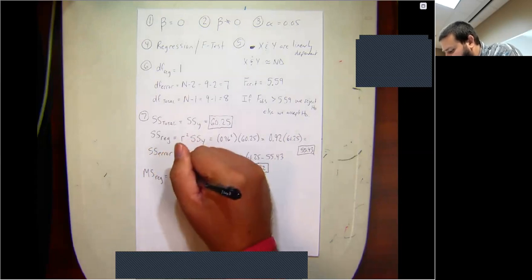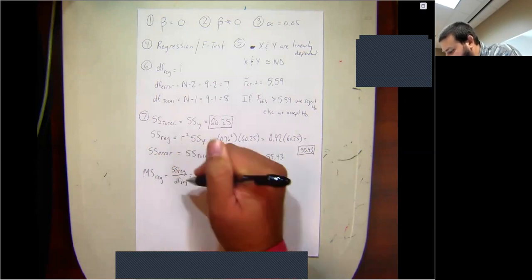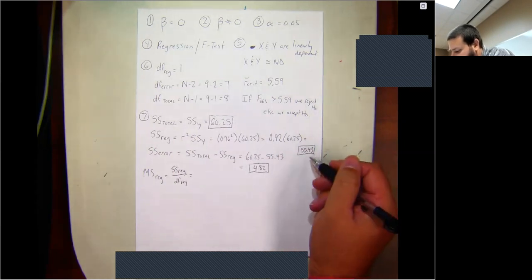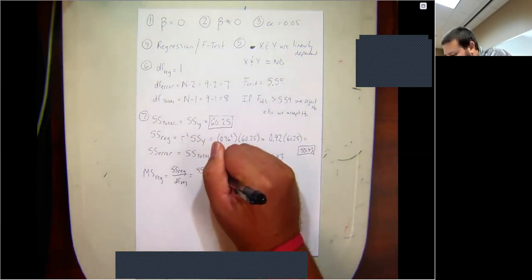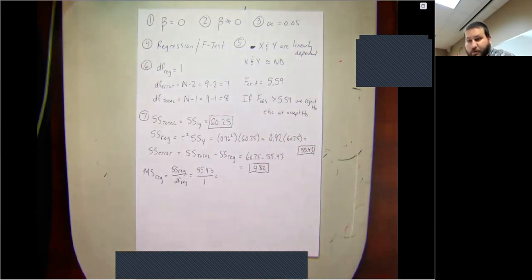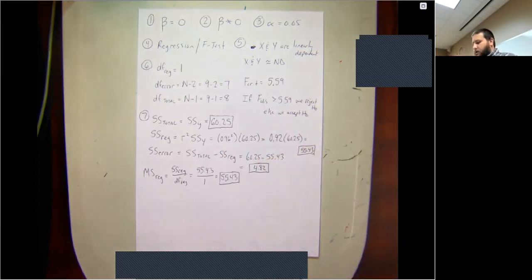Mean square regression is equal to sums of squares regression divided by degrees of freedom regression. Something interesting about this calculation: if you learn this relationship between mean square regression and sums of squares regression, then you don't necessarily need this calculation. The sums of squares regression was 55.43. But degrees of freedom regression is just always 1. So mean square regression is the same as sums of squares regression, 55.43. Once you calculate your sums of squares regression, you're going to have your mean squares regression. They're going to be the same thing.